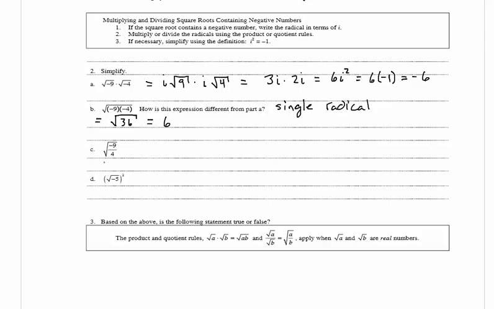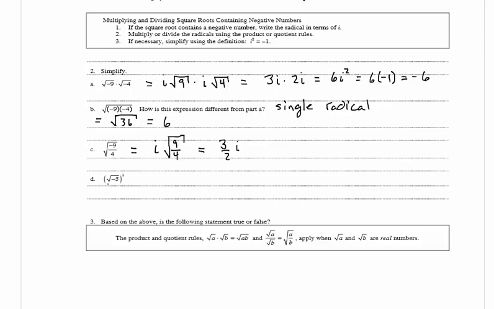In C, we have the square root of negative 9 divided by 4. So the first thing that I want to do is take the square root of negative 1 out and write it as i. So I have i times the square root of 9 divided by 4. And the square root of 9 divided by 4 is equal to 3 over 2. So we have 3 over 2 times i.